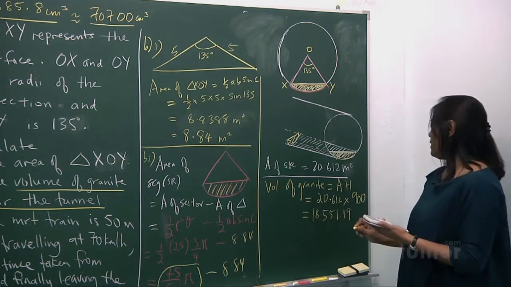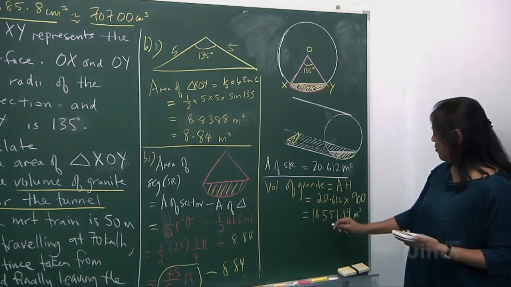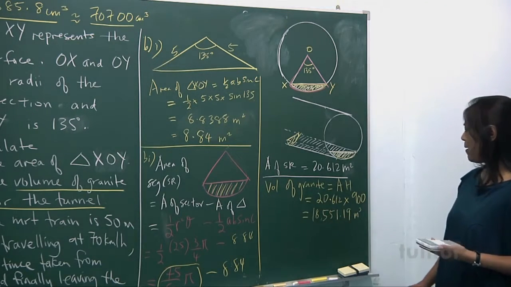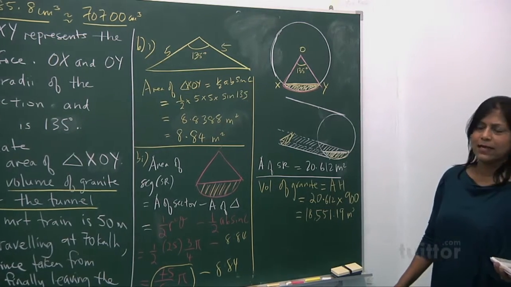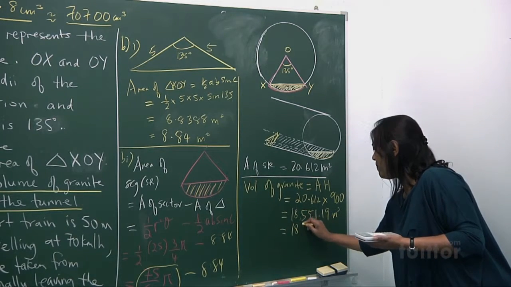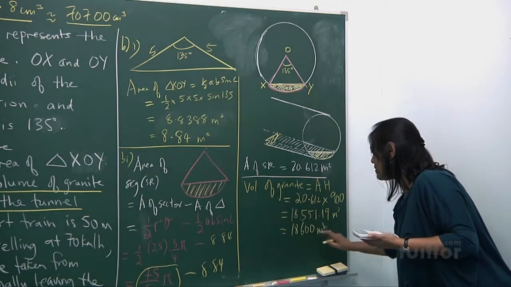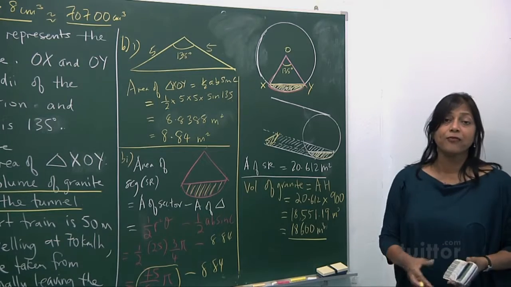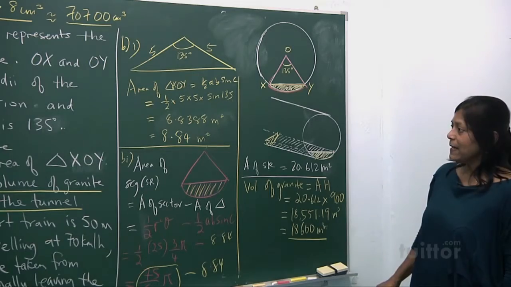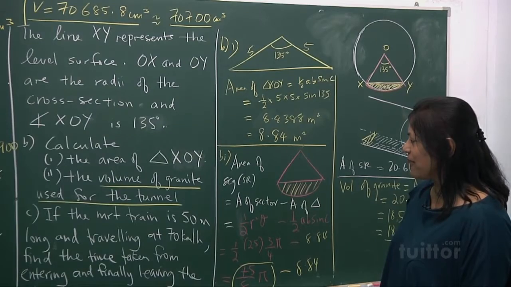18,551.19. Now you look at it, this is in meter cube. So you read it as 18,551.19 meter cube. If I want it as 3 SF, this is 5 and above, I just add 1 over, I get 18,600 meter cube. That's the volume of granite used for this track to make it. Now that answers the volume used. Now we come to a beautiful sum, the last part of it.